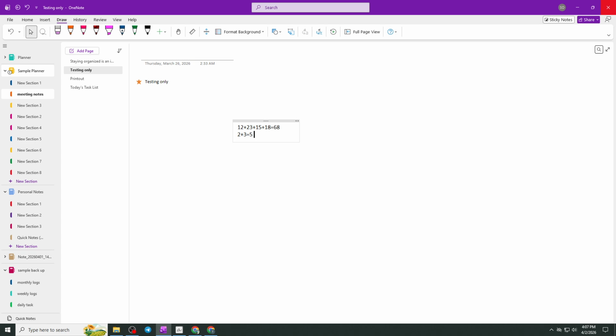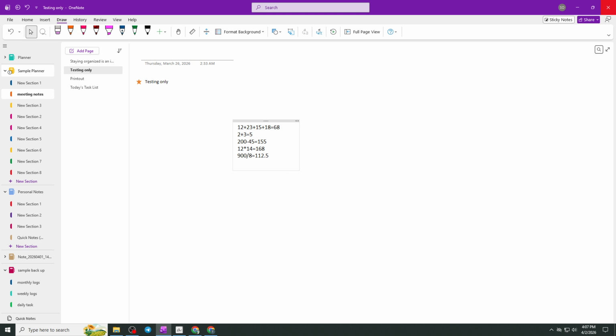For subtraction, use the minus sign, such as 200 minus 45, which equals 155. For multiplication, use an asterisk, like 12 times 14, which equals 168. For division, use a forward slash, for instance, 960 divided by 8, which gives 120. You can even handle exponentiation using the caret symbol, so 5 to the power of 3 equals 125.